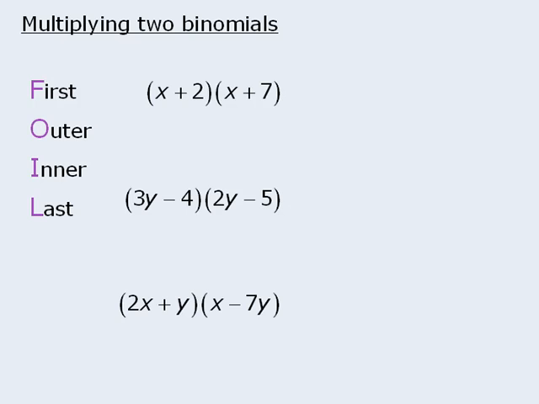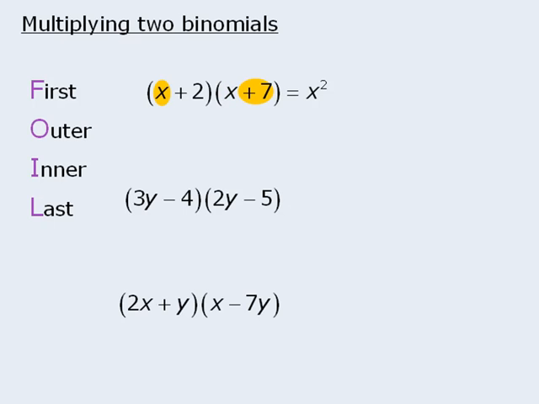When we are multiplying two binomials, our goal is to multiply each of the two terms in one binomial by each of the two terms in the other binomial. The FOIL method is a systematic way to perform these multiplications. So we begin by multiplying the first term in each binomial. Here, x times x equals x squared.